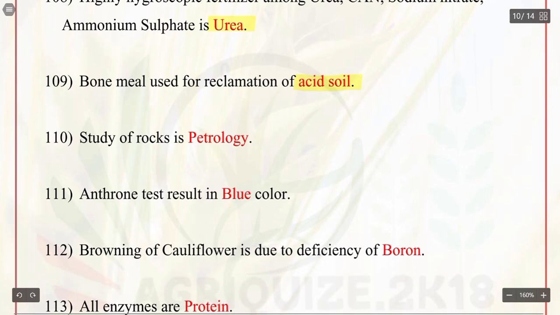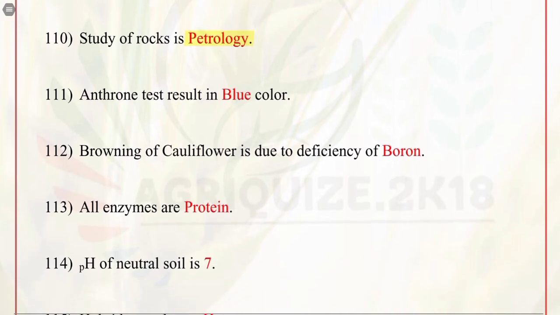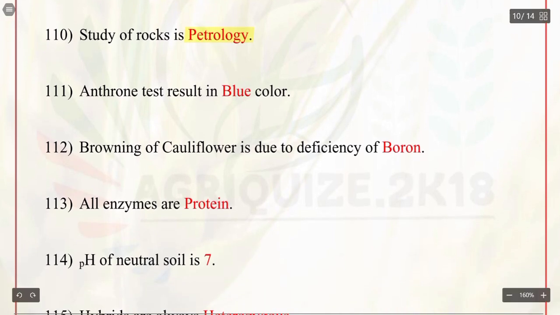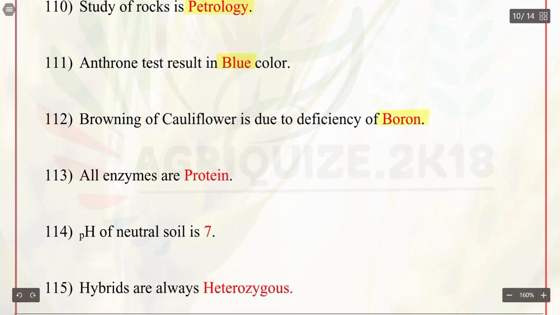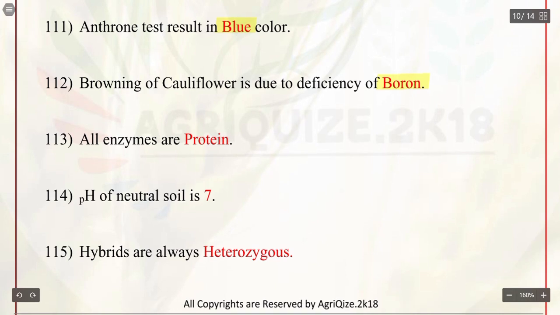Next, study of rocks is petrology. Question 111. Anthrone test result in blue color. Next, browning of cauliflower is due to deficiency of boron. Next, all enzymes are protein. Next, pH of neutral soil is 7.